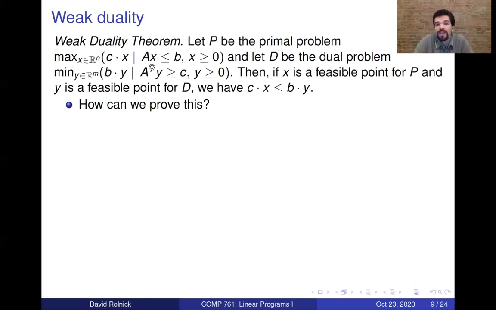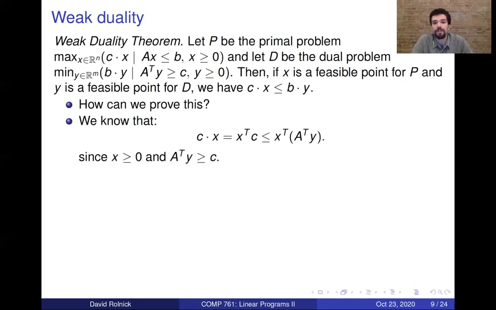We have a lot of equations, inequalities, and constraints here. If I'm trying to prove something like this, I just start writing out things that I know. I'm going to write out some steps here. So we know that c dot x. Remember, we're trying to prove something about c dot x. So what do we know about c dot x?